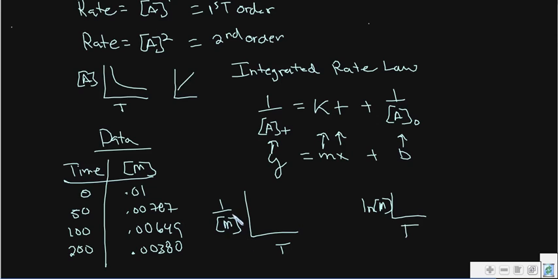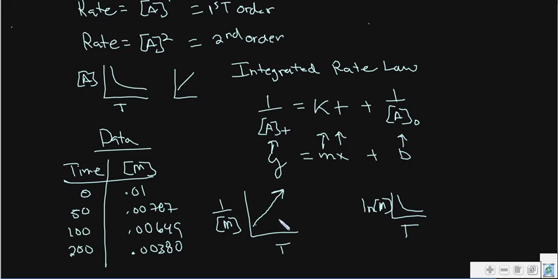So if I took 1 divided by 0.01, I plotted that at 0, and then 1 divided by 0.0087, plotted that at 50. What I would find is that I would end up getting a straight line that looks like this for this data. And if I took the same data and plugged it in here and took the natural log of 0.01 at 0 and made that point, and the natural log of 0.007 and made that point, I would get something of a curved line.